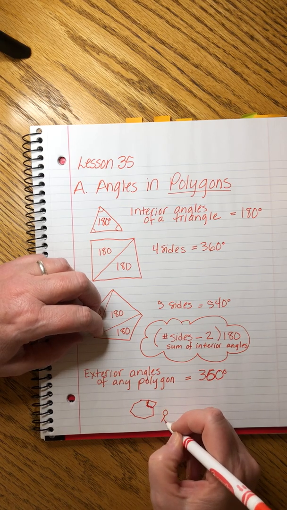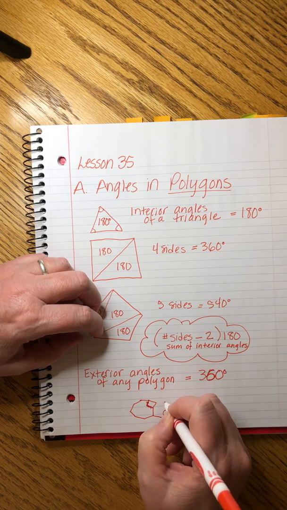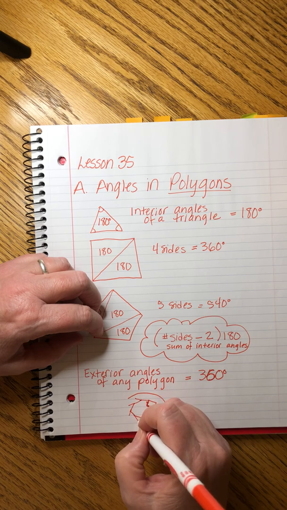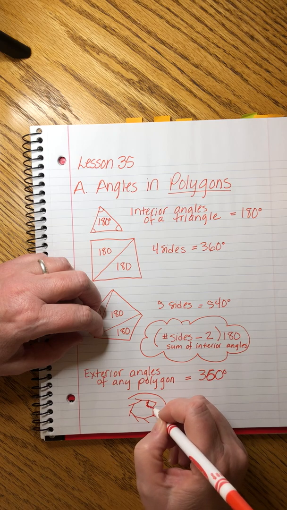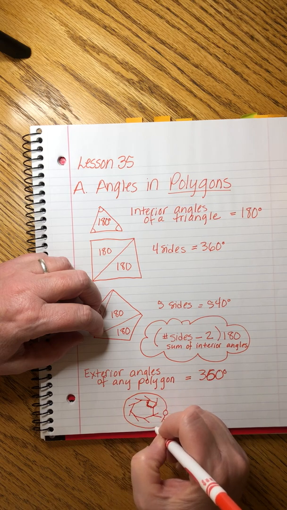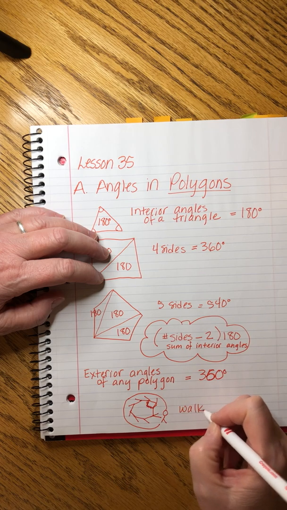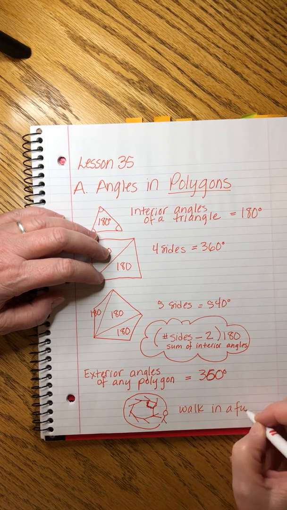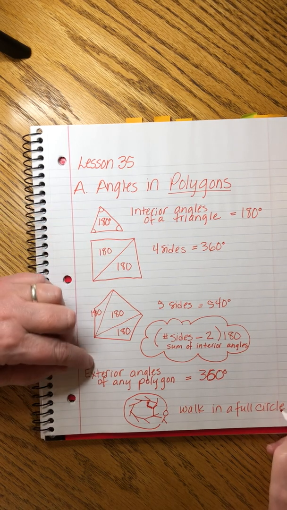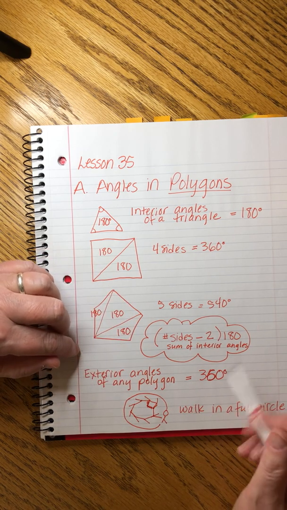But here's our little self, and let's say we're starting right here, and we're gonna walk around and count up all of these exterior angles, and you measure them by extending a line like that. They look really wonky. But you go around in one direction and you extend all the lines like that, okay? If you go around and you add up all of those, look what you've done. You've walked in a full circle. And the full circle has 360 degrees. So the exterior angles of any polygon is always 360.